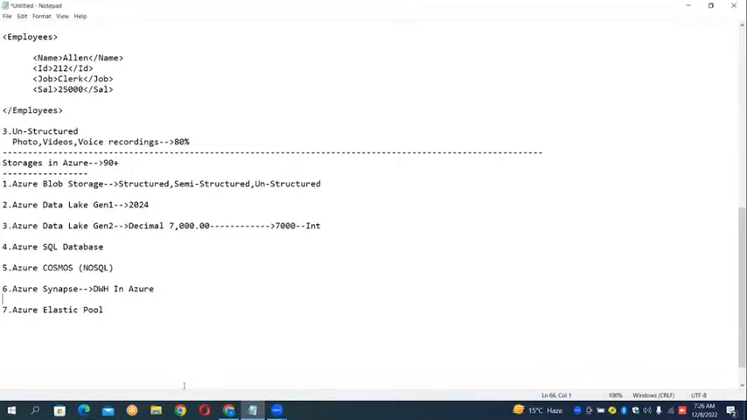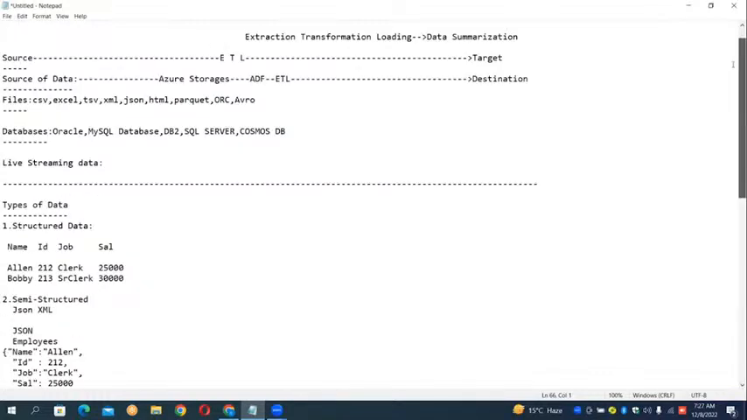So these are the storages we have, for structured and semi-structured data. With this we will end for today. From tomorrow onwards, we'll start with Azure. That means what are the things you have in Azure, how the pipelines are designed, what is a pipeline. We will discuss all these things one after the other from tomorrow.